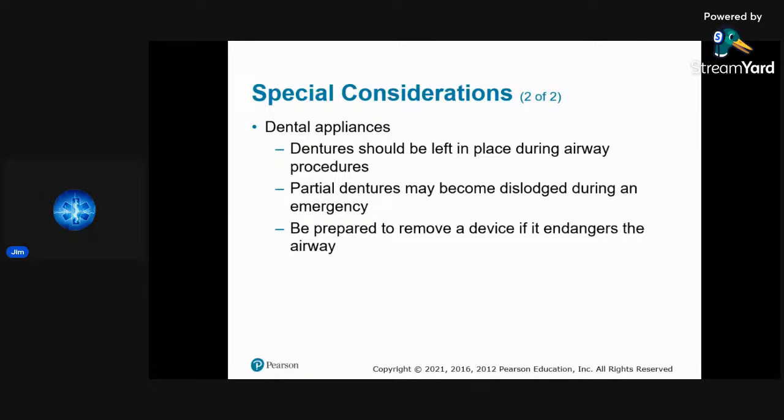Dental appliances. Dentures should be left in place during these procedures. They will help create a better seal when we're BVMing or bagging them. Partial dentures may be dislodged. So if you have a loose denture or a partial denture, we're going to remove it. And that's what that next statement says. If the airway has a chance to become in danger, we're going to move or remove these dentures or partial dentures.